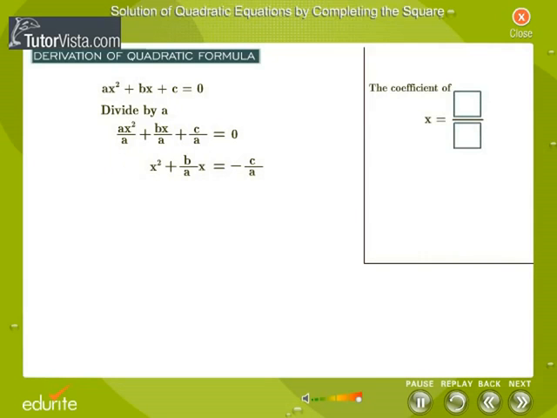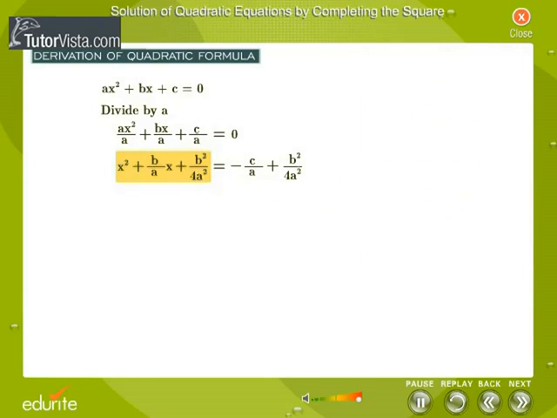Now find the coefficient of x. Key in your answers. We take half the coefficient of x, that is b by 2a. We square b by 2a to get b by 2a, the whole squared, which is equal to b squared by 4a squared. We add b squared by 4a squared to both sides of the equation. Can you see that the left-hand side is a perfect square?